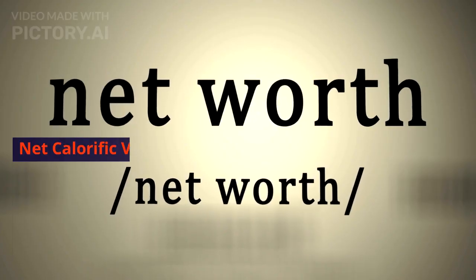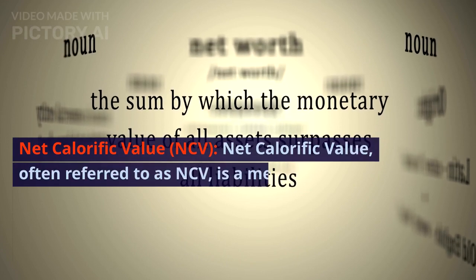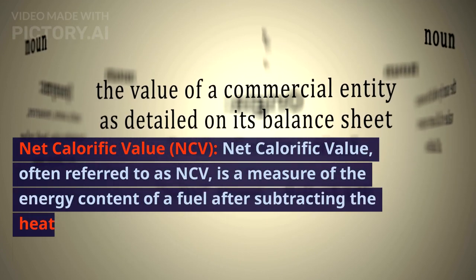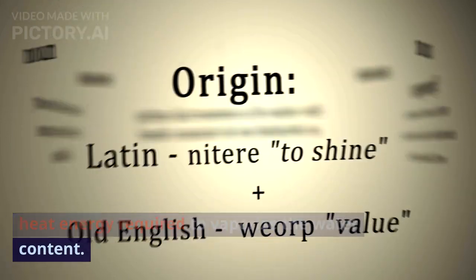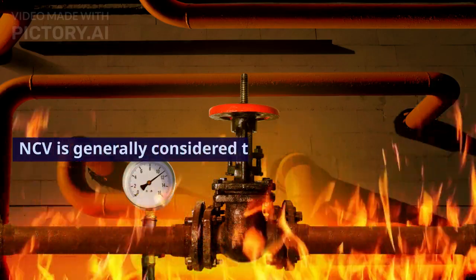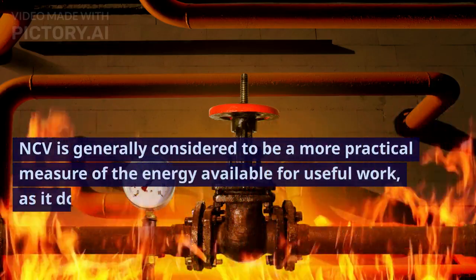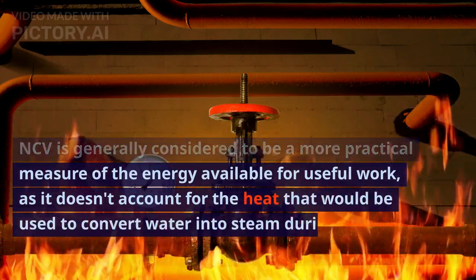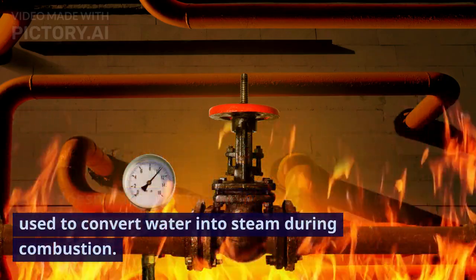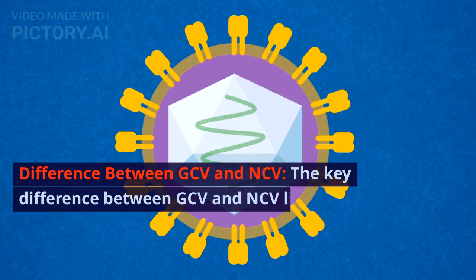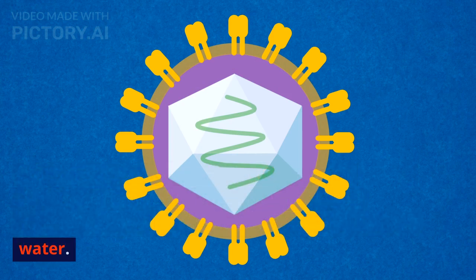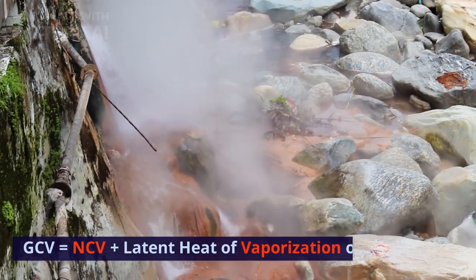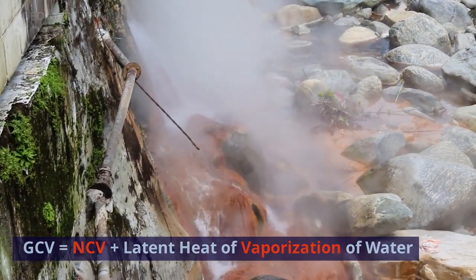Net calorific value, NCV. Net calorific value, often referred to as NCV, is a measure of the energy content of a fuel after subtracting the heat energy required to vaporize the water content. NCV is generally considered to be a more practical measure of the energy available for useful work, as it doesn't account for the heat that would be used to convert water into steam during combustion. Difference between GCV and NCV. The key difference between GCV and NCV lies in the consideration of the latent heat of vaporization of water. GCV equals NCV plus latent heat of vaporization of water.